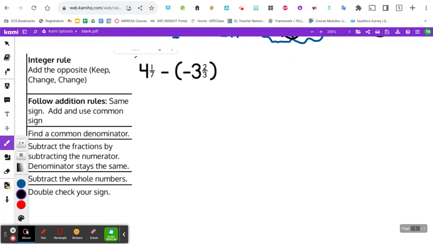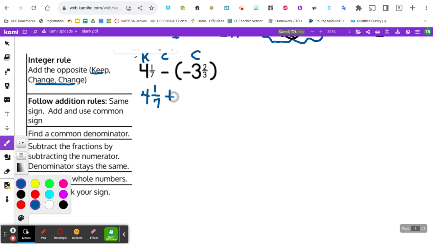The next problem. So our integer rule is to add the opposite or keep, change. So we're going to do that. So keep, change. So we're keeping the 4 and 1/7 as it is. We are changing that subtraction to addition. We're changing the negative 3 2/3 to a positive 3 2/3.